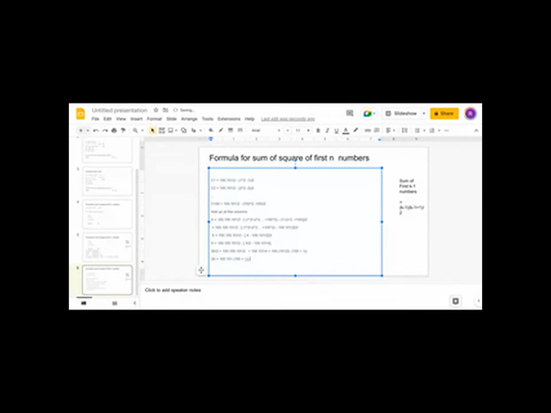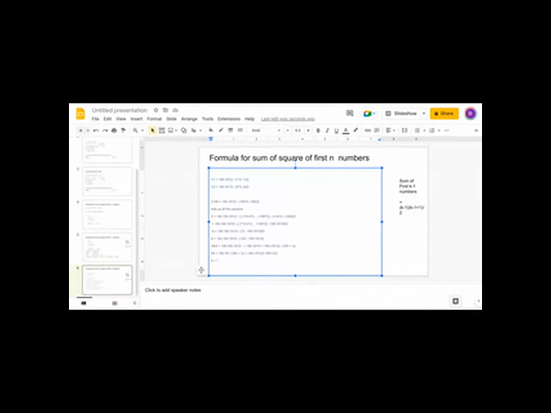Which is equal to, what is this? This is equal to 100 into 101, okay, into 2 times 100 plus 1, divided by 2. Okay. Now tell me what is x from here? What is x from here? When I take the 3 to the other side, what will I get? Will I get 1/6? 1/6 times something?